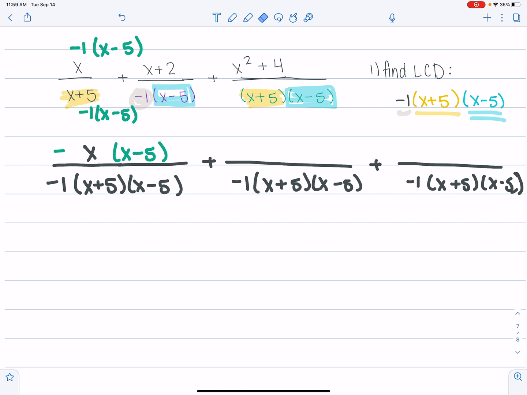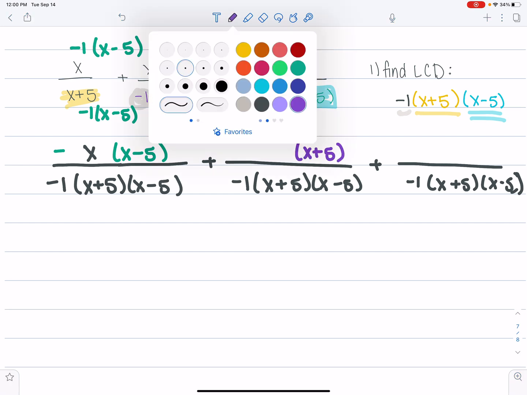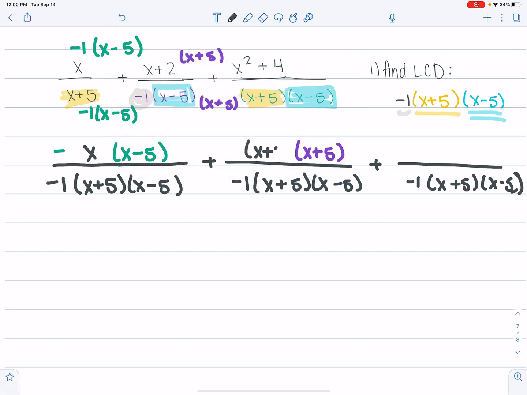All right, the second fraction, the denominator was negative 1, x minus 5. And so what am I missing? I have the negative 1. I have the x minus 5. So what I'm missing from the LCD is going to be this x plus 5. I'm going to multiply top and bottom by x plus 5. I have that x plus 2 that's already in the numerator, and so here I have the x plus 2, and then there is the x plus 5 that I multiplied top and bottom by.